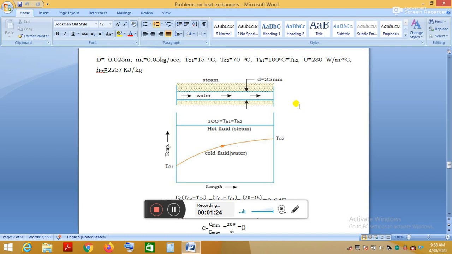the water is flowing through the tube which is having 25 mm diameter. Over this tube the steam is flowing and it is at atmospheric pressure. Atmospheric pressure is nothing but 1 bar pressure, and it is condensing. That means it is releasing heat to the water, due to which the temperature of the water is rising from 15 degrees Celsius to 70 degrees Celsius.